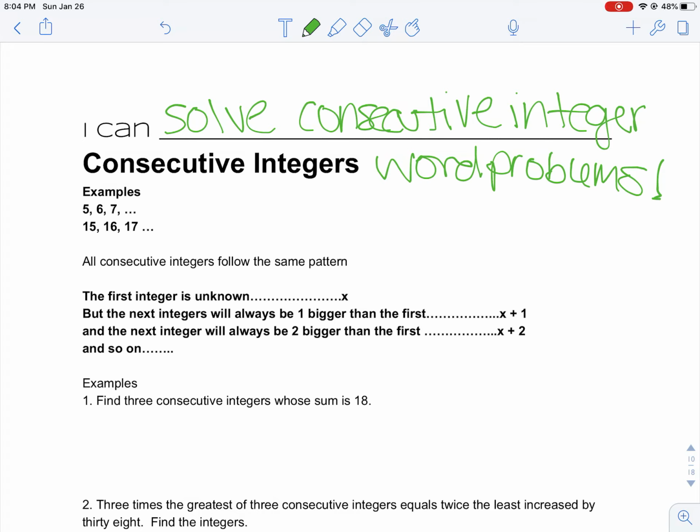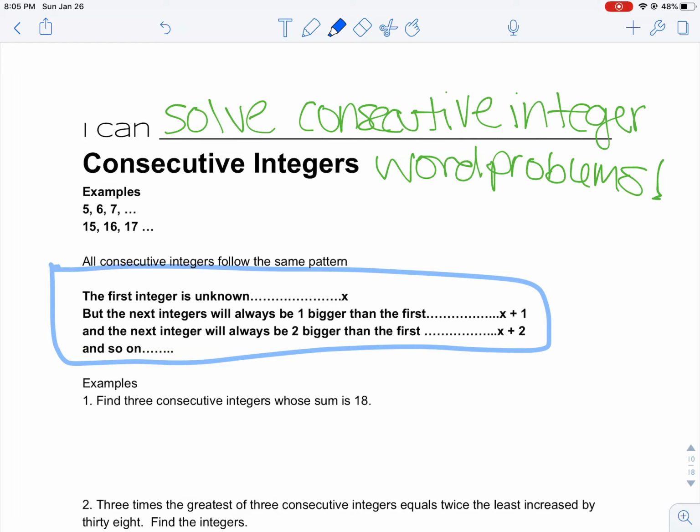The first integer is always unknown, so we just give it a variable like we have been doing with those word problems, which typically we just give x. The next one we know is always going to be one bigger than that first one, so it would be x plus 1, and then the next one would be x plus 2 because it's 2 bigger. So if you want to highlight or star this, this is your pattern, x, x plus 1, and x plus 2, anytime it says 3 consecutive integers.